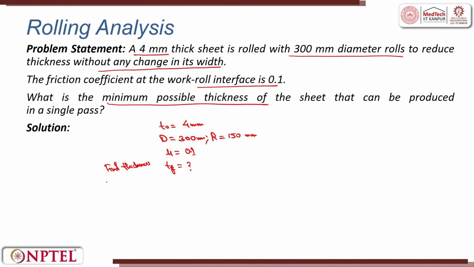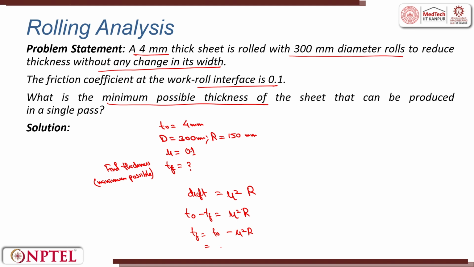Final thickness, that is minimum possible. Now I will use the relation draft is equal to mu square R, which means T naught minus Tf is equal to mu square R. Therefore, to find Tf, I can put it as T naught minus mu square R.